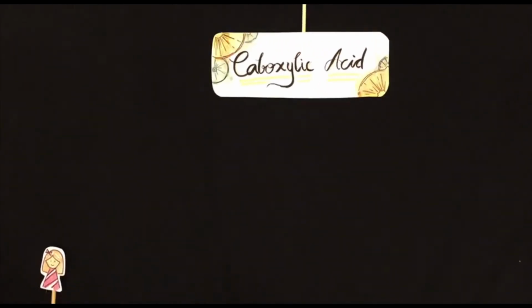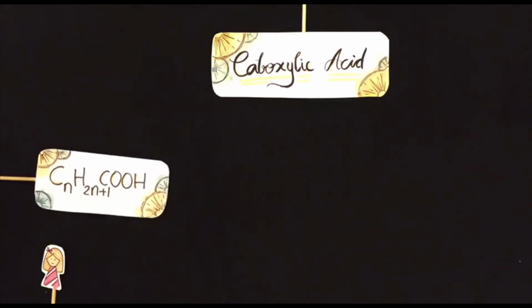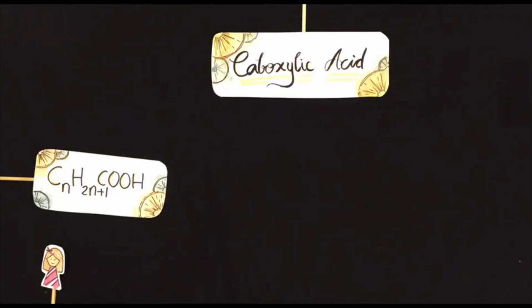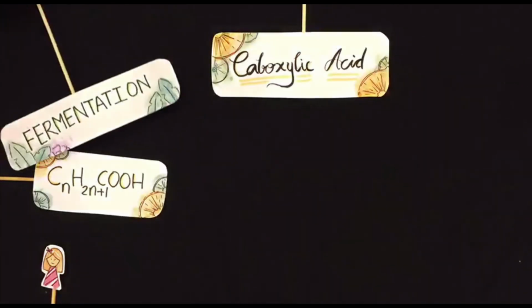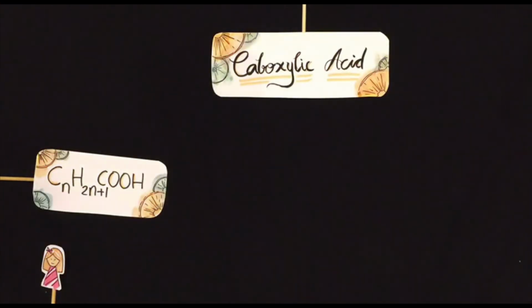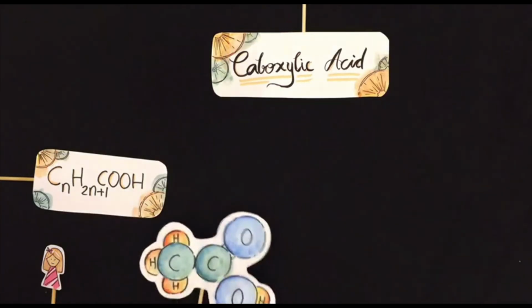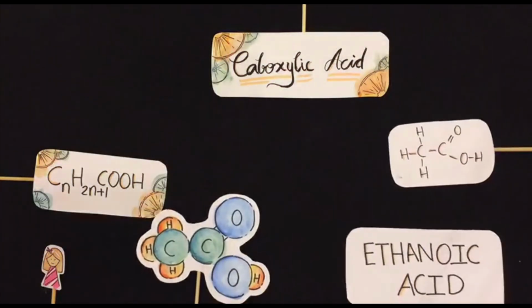Carboxylic acid. Carboxylic acids are molecules that have the COOH functional group. The carboxylic acids have the general formula of CnH2n+1COOH. We make carboxylic acid from acid fermentation, which is an oxidation of ethanol. The example of carboxylic acid is ethanoic acid.